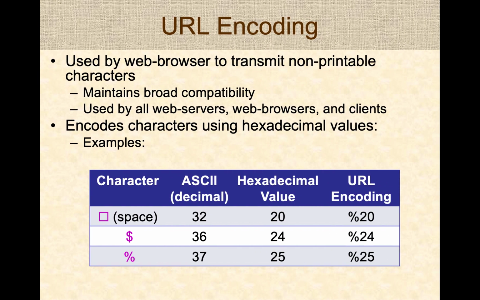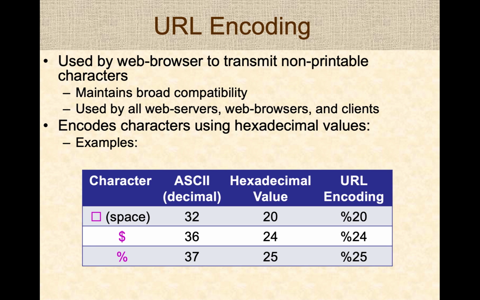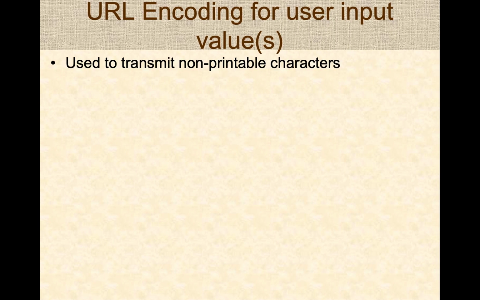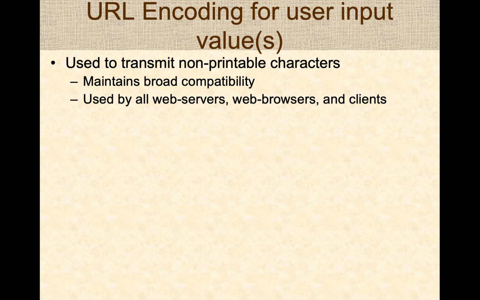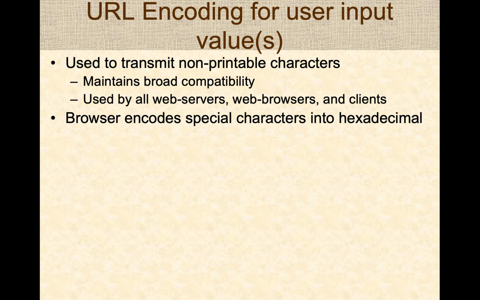Some of the URLs can contain non-printable or non-standard characters. In these cases, the web browser automatically encodes these characters using a hexadecimal value. So each character is taken and encoded into a hexadecimal value in the URL. This is called URL encoding, which is used to transmit non-printable characters to maintain broad compatibility, and is used by all web servers and web clients today.